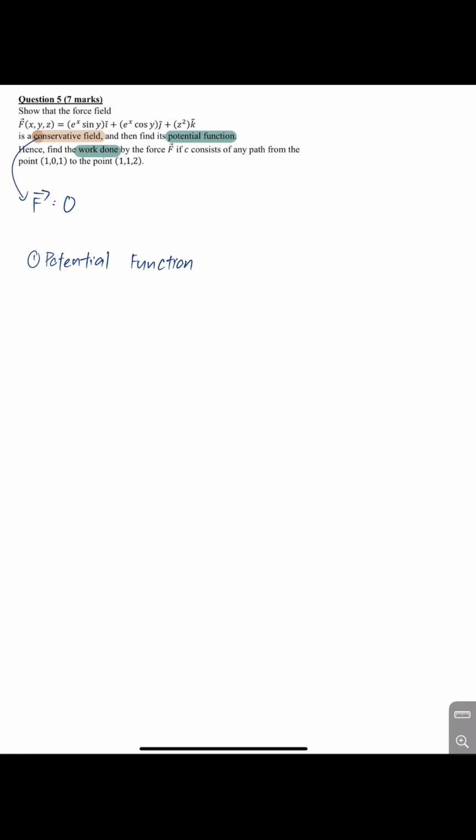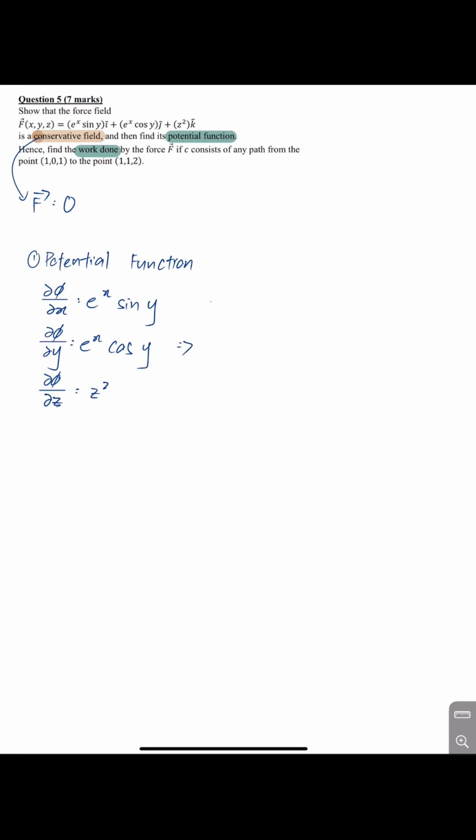First, we will differentiate the potential function with respect to x, which will equal e^x sin y. After that, we'll differentiate the potential function with respect to y, so we will get e^x cos y. Finally, we'll differentiate the potential function with respect to z, which will equal z squared.